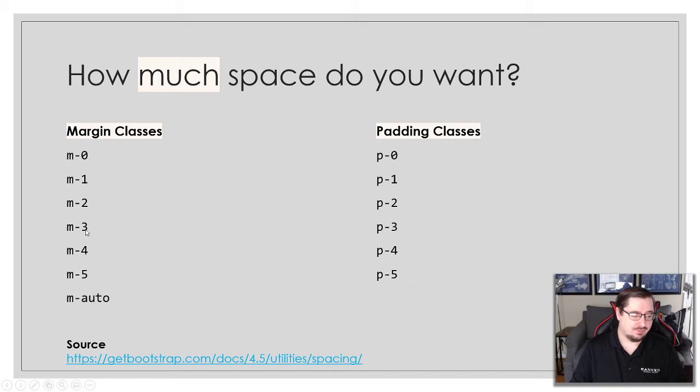So M3, if I remember right, is 1 rem of margin. P3 is 1 rem of padding as well. P4 and M4 are 1.5 rem margin or padding, and then P5 is 3 rem, or M5 is 3 rem as well. And then finally, down at the bottom, you can set the margins to auto. That would be M auto.